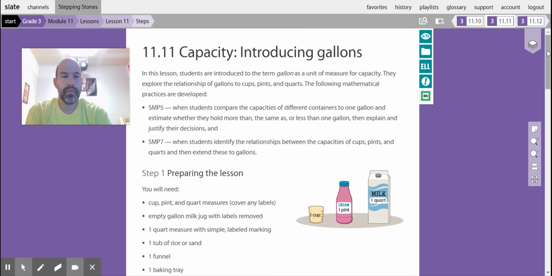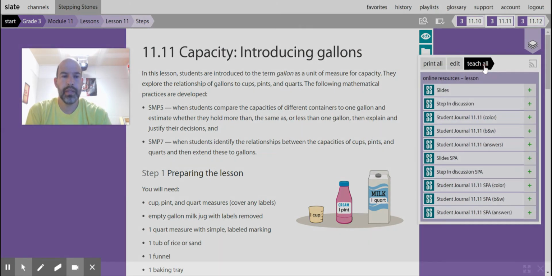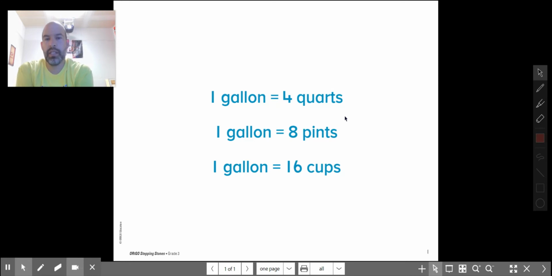All right. So let's jump in here and let's see what we have and how this may work out for you. Here are some things I just want to go over with you so you can know and understand. We have 1 gallon is equal to 4 quarts. 1 gallon is equal to 8 pints, and 1 gallon is equal to 16 cups. So this is a table of equivalency when it comes to measuring capacity. Okay?